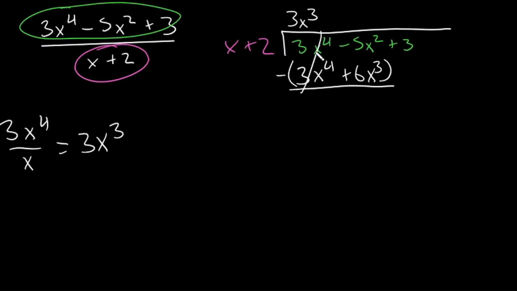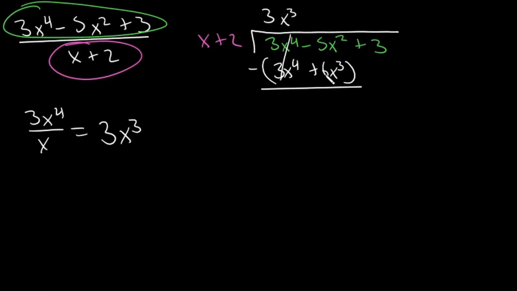These two will cancel. Now we don't have any x cubed in our dividend to subtract from, so it'd actually just be 0 minus 6x cubed is going to be negative 6x cubed. And then we need to bring down our other two terms. Negative 6x cubed minus 5x squared plus 3.